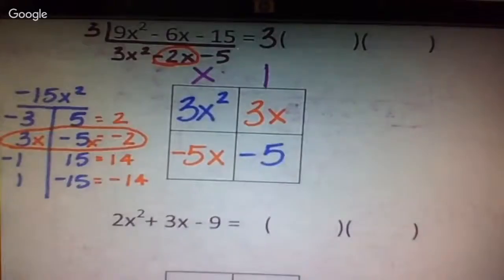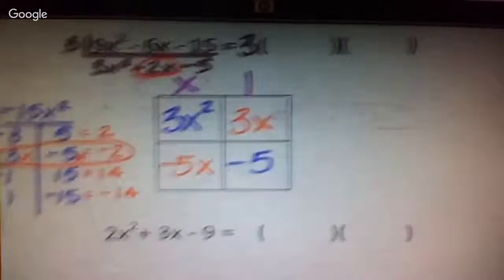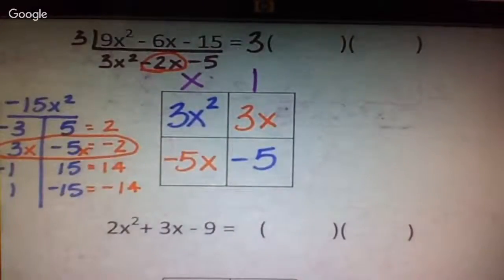You said it doesn't matter if you flip flop them, so what if we had negative? What if I put 3 there? Hold on. Let me finish this one and then I'll flip flop them and show you what happens.